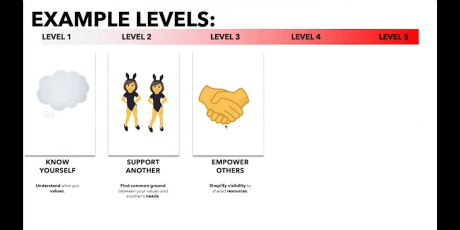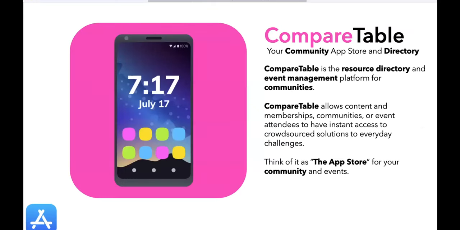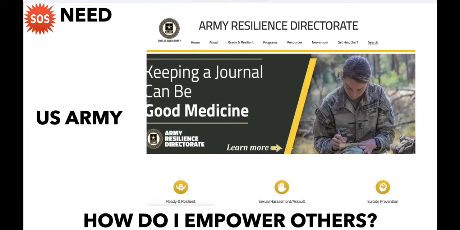Level two, empower others. So how would you go about empowering another? And that's what I call CompareTable, because we're talking about empowering others. It's really about taking these resources and getting out. I was asked by the US Army in 2021 to help with the resiliency directorate.